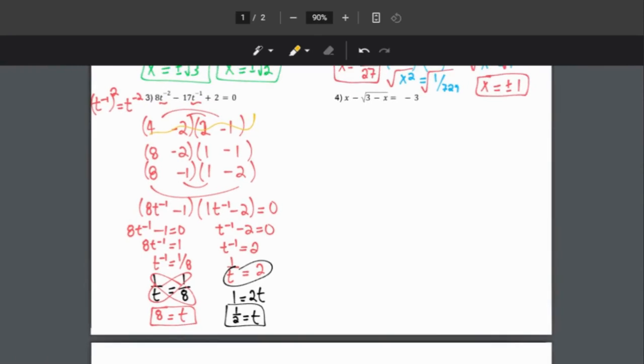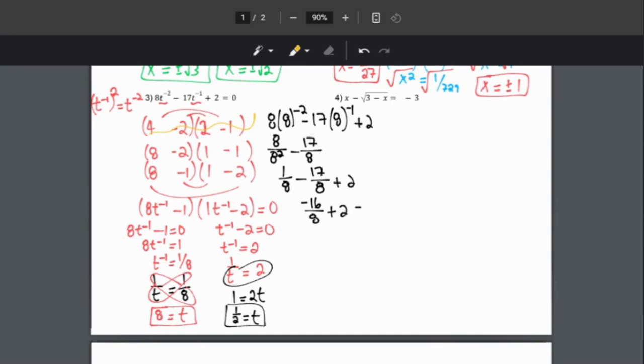So we can look at 8 times 8 to the negative second minus 17 times 8 to the negative first plus 2. We're going to see if that equals 0. So this is 8 over 8 squared minus 17 over 8. That would be like 1 over 8 minus 17 over 8, which would be negative 16 over 8, which would be negative 2. And negative 2 plus 2 does equal 0, so that's good.